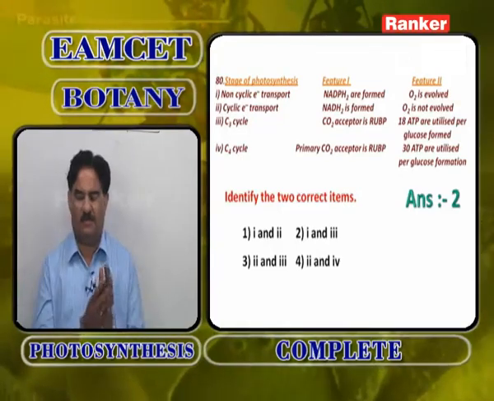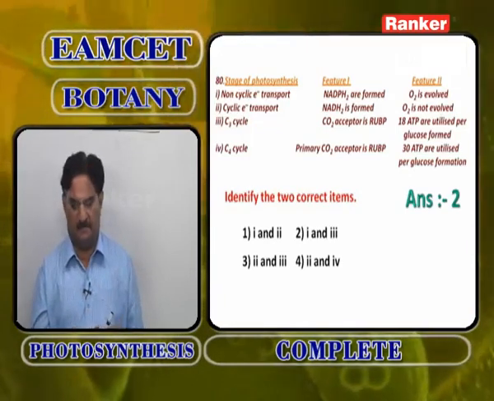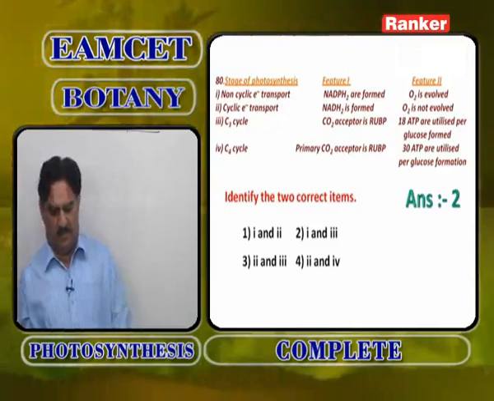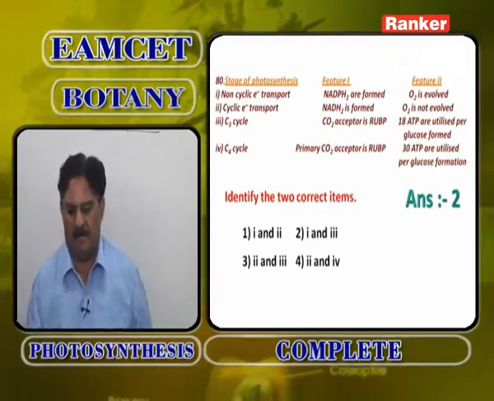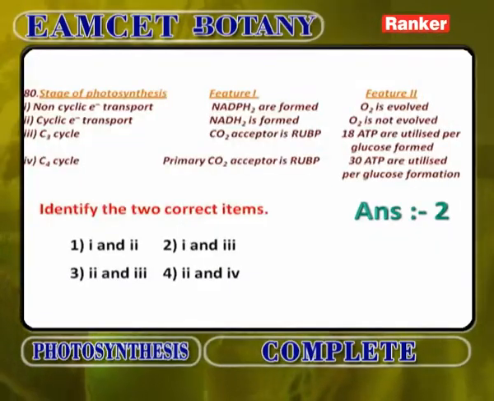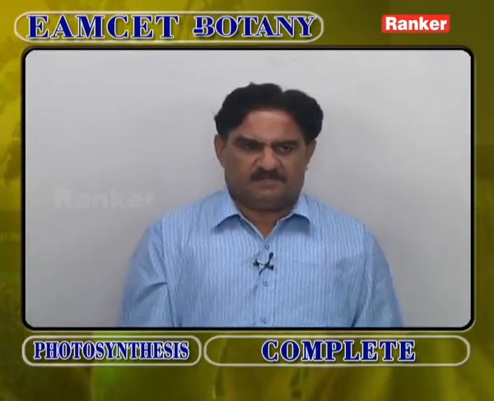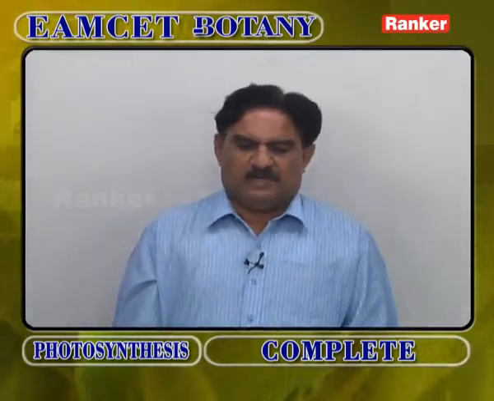C3 cycle, CO2 acceptor is RuBP, 18 ATP are utilized per glucose formed, is very much correct. C4 cycle, primary carbon dioxide acceptor is RuBP, 30 ATP are utilized per glucose molecule. Here the C4 cycle and 30 ATP utilized per glucose molecule are correct, but the primary CO2 acceptor is not RuBP, it is phosphoenol pyruvic acid. So, the 2 correct items are 1 and 3.